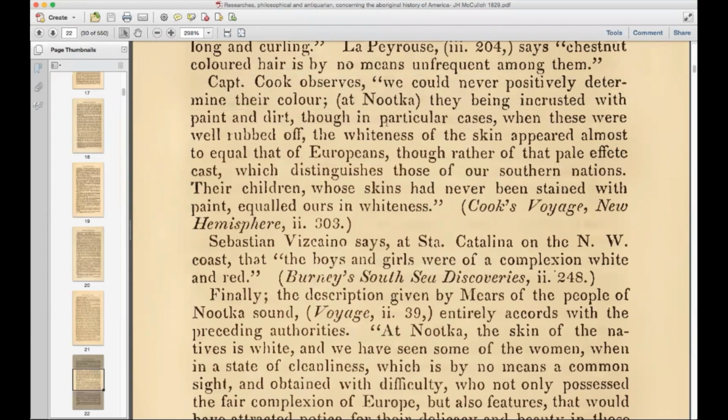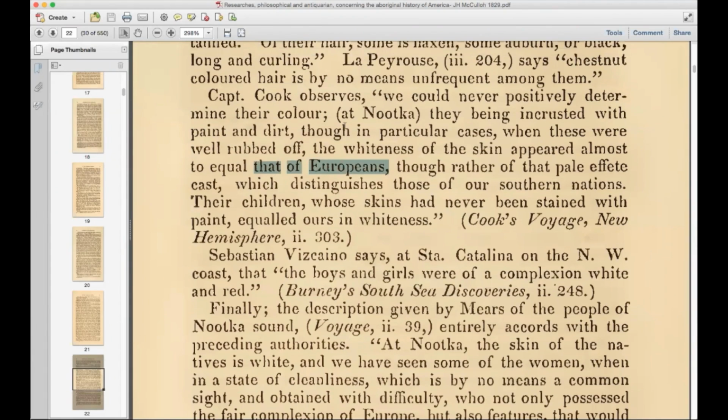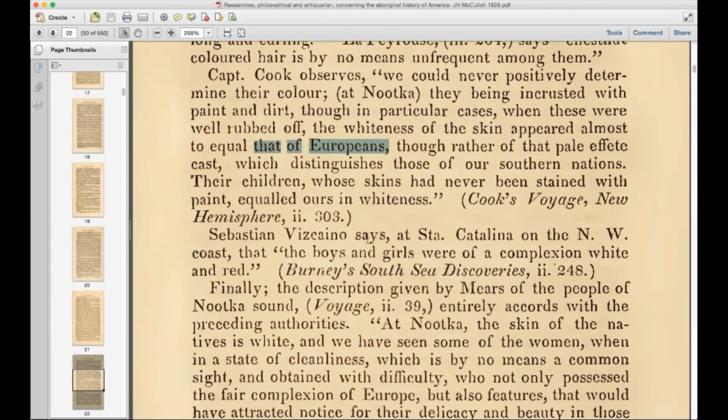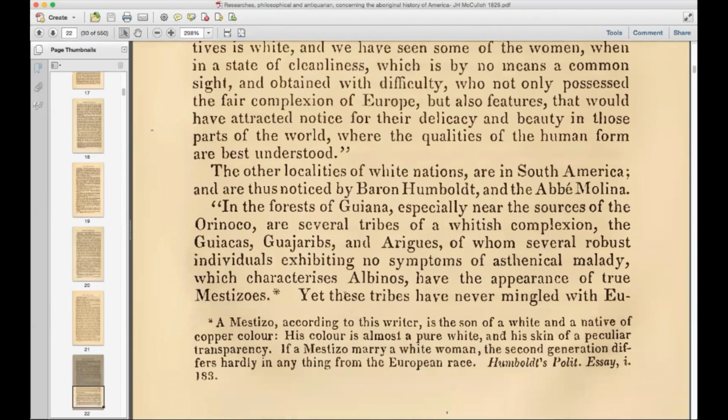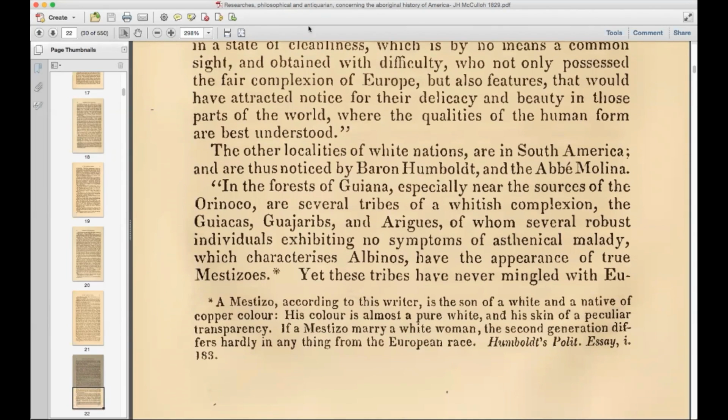It says, Captain Cook observes we could never positively determine their color at Nootka, they being encrusted with paint and dirt, though in particular cases when these were rubbed off, the whiteness of the skin appeared almost to equal that of the Europeans. So remember, these are different regions. There's like Siberia, almost in Alaska, and different regions in South America. Even in Central America, there were a lot of light-skinned tribes all over the place. But we already know that because that's the image they always gave us, right? So what I want to show you in the same book is going to tell us about the ones that we never hear about. So let's get to that part.